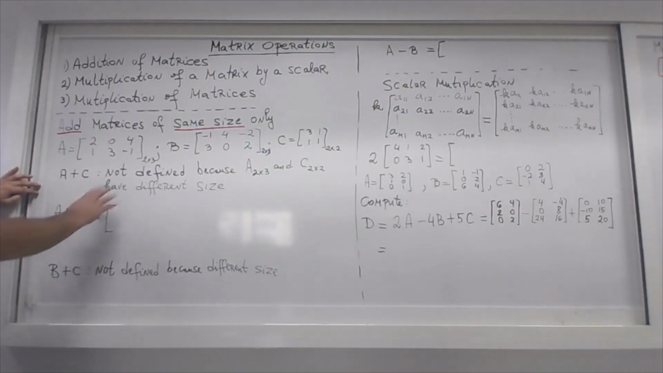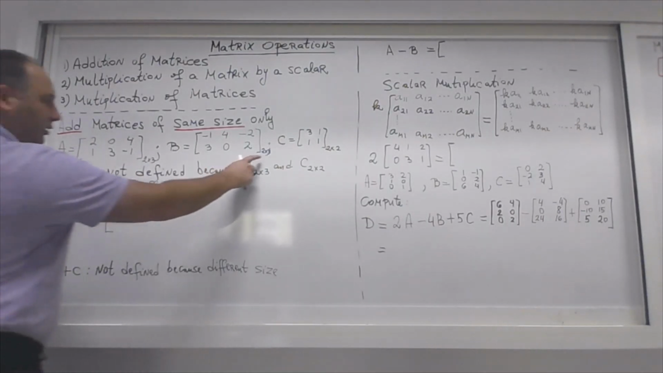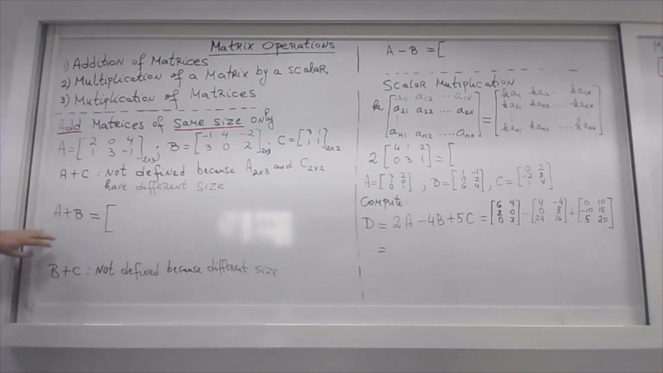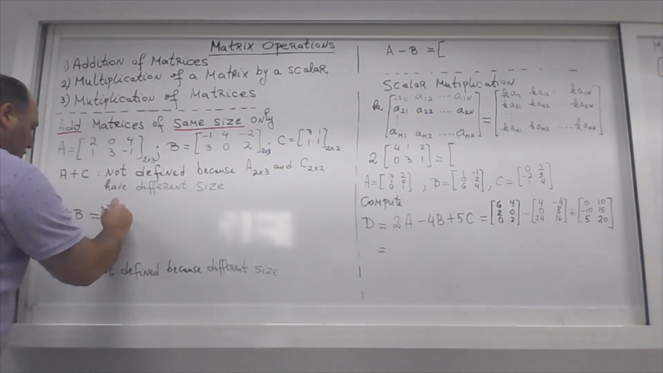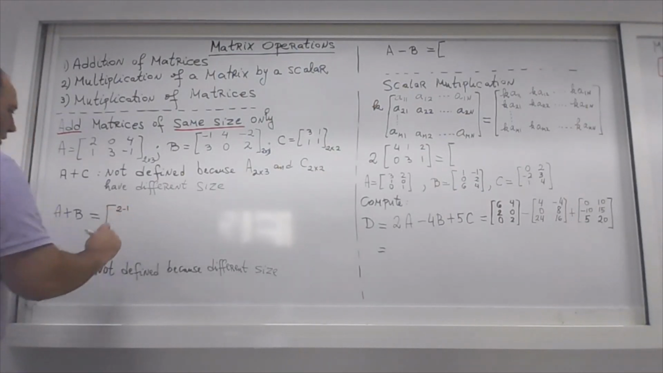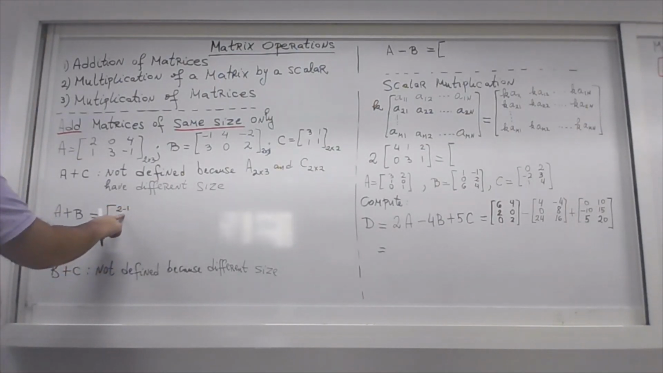First thing was to check the size. So my resulting matrix will also be 2 by 3. So what I do is only add the number at the position 1, 1 from A with the number in the position 1, 1 of B. So I have 2 minus 1. That's what I have in the position 1, 1 of my resulting matrix.